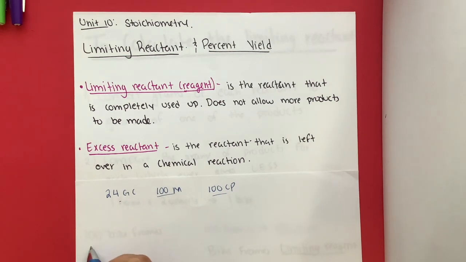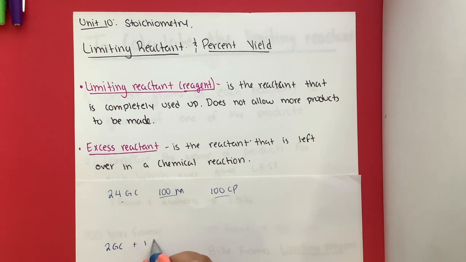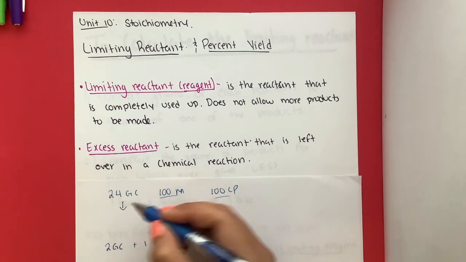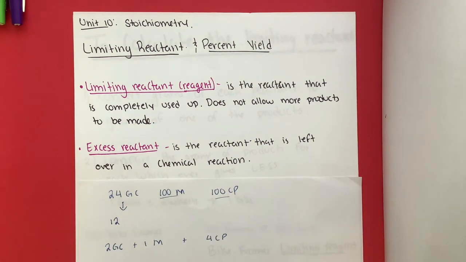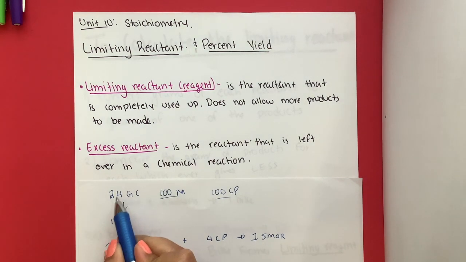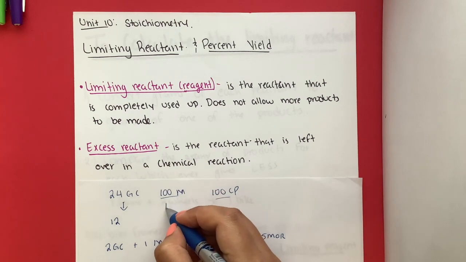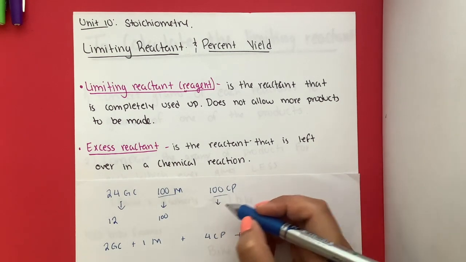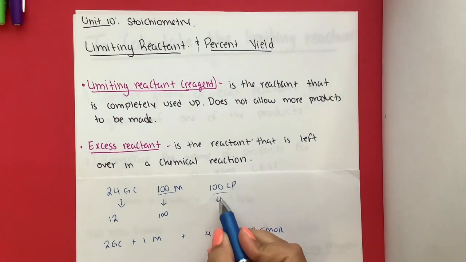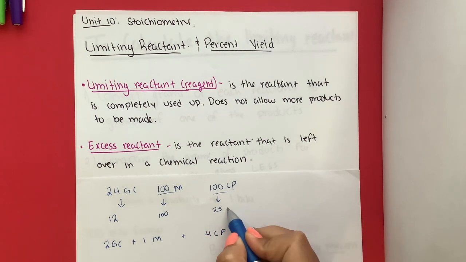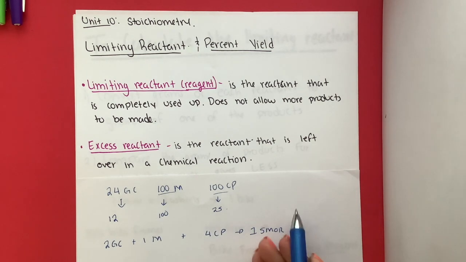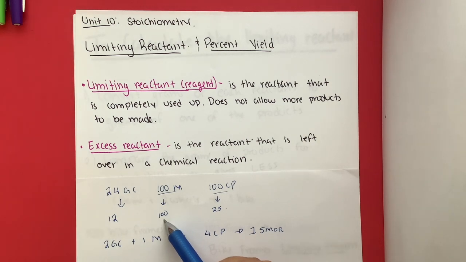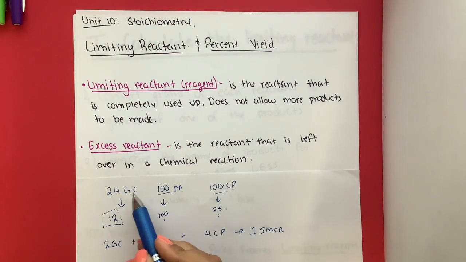Remember that for a s'mores, we're gonna need 2 graham crackers, 1 marshmallow, and 4 chocolate pieces. So based on the amount of graham crackers that we have, we're only gonna be able to make 12 s'mores, because I need 2 graham crackers for every s'mores. With 100 marshmallows, I'm gonna be able to make 100 s'mores, and with 100 chocolate pieces, I'm gonna be able to make 25 s'mores, assuming that we put 4 chocolate pieces per s'mores. So even though we have enough marshmallows to make 100 s'mores, and enough chocolate pieces to make 25 s'mores, we can only make 12 s'mores because we don't have enough graham crackers.